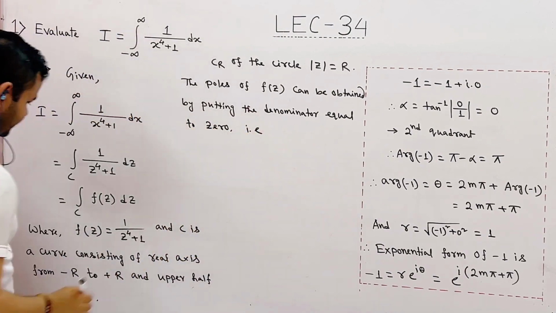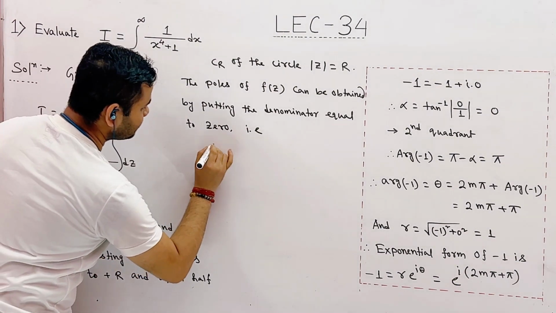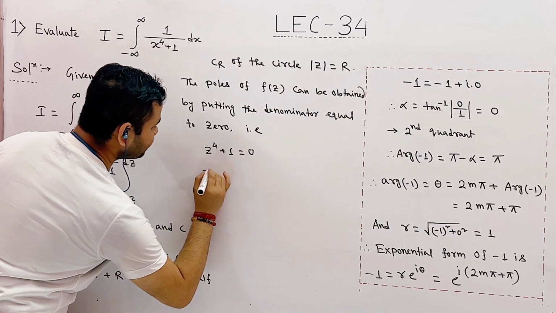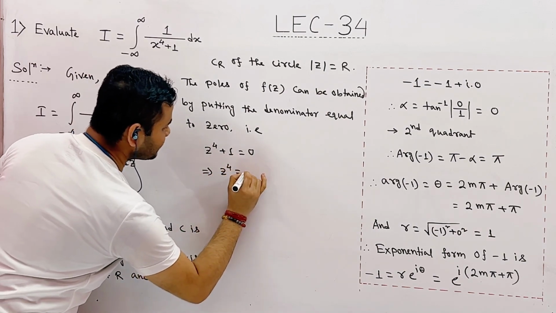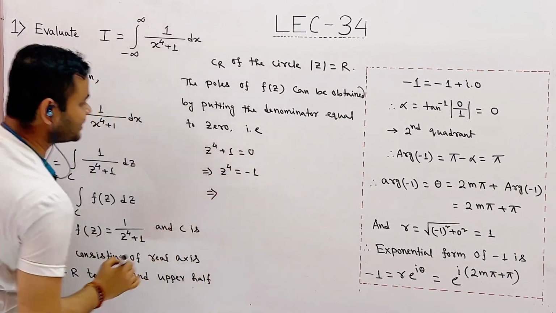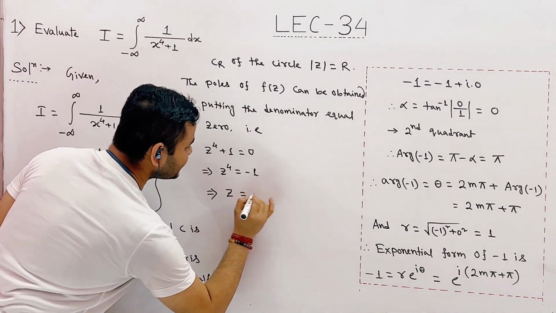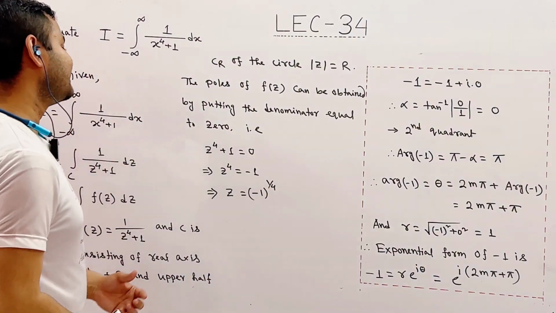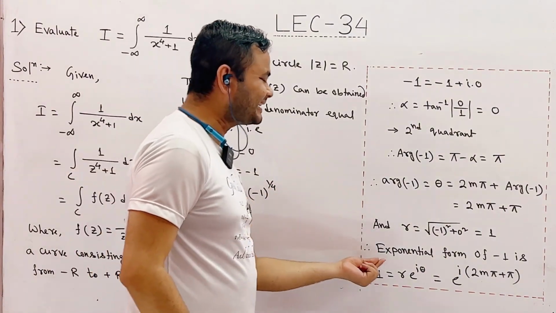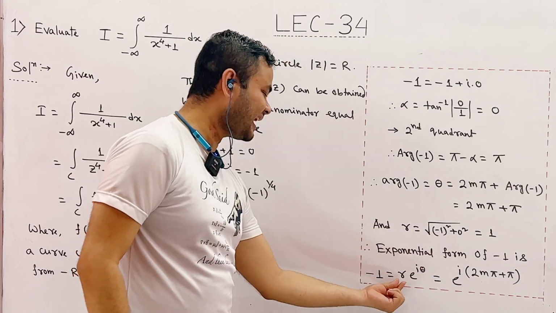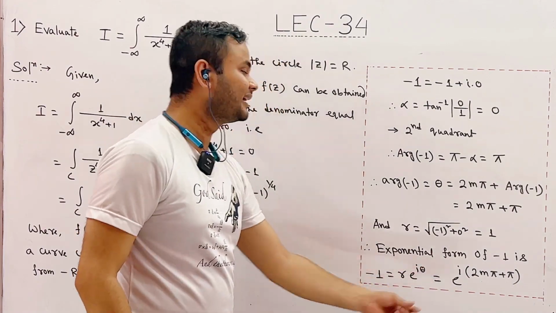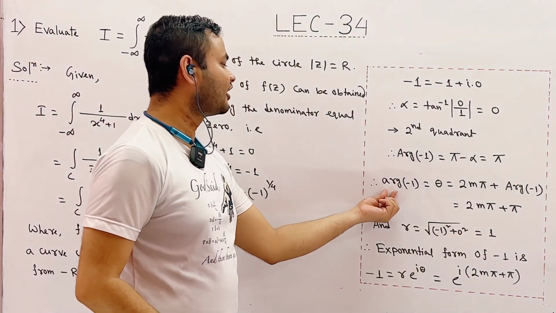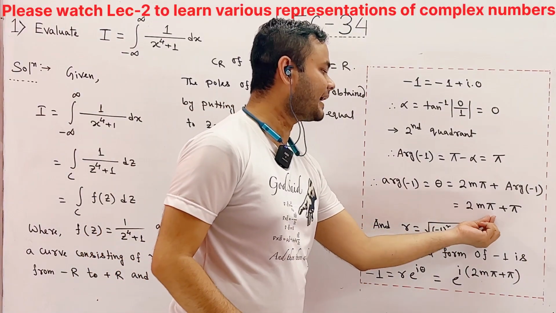That is, z to the power 4 plus 1 is equal to 0. So therefore, z to the power 4 is equal to minus 1. From this, we can write z is equal to (minus 1) whole to the power 1 by 4. Next, let us express minus 1 in exponential form, that means in r into e to the power iota theta form. In our case, r is 1 and theta or argument of minus 1 is twice m pi plus pi.